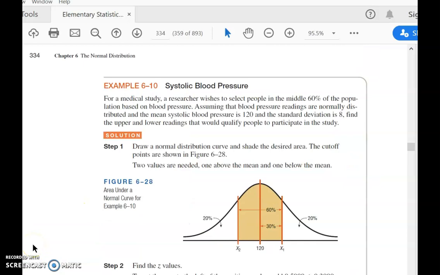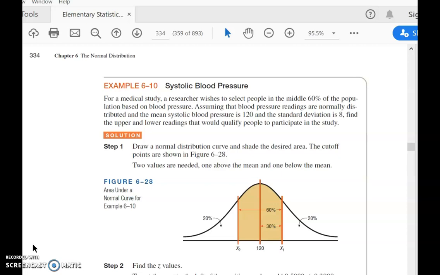Okay, this is a medical example. I think I like the medical examples. Let's take a look at this one. Example 6-10, and that is the same as what's in your textbook. The researcher wants to select people in the middle 60% of the population based on blood pressure. Now, can you see why you'd want that?